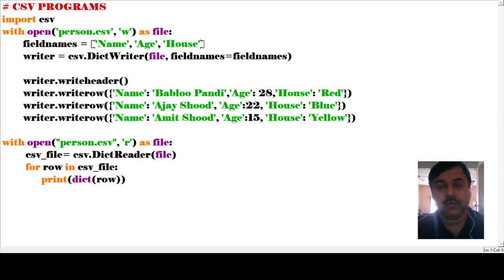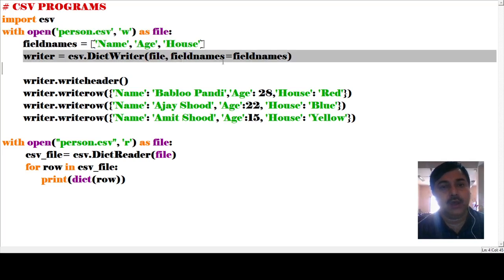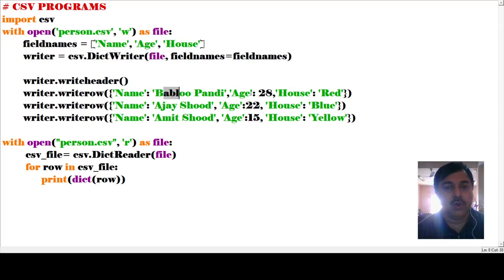In this particular program, you can see that I have imported the csv module. As I have imported csv, I have said open person.csv in write mode as file. Then I have given the field names. Then csv.DictWriter with file and fieldnames. Okay, so writeheader, then writerows. What are the rows? Name, I have given one row. Then age, I have given one age. House, I have given the house name. Similarly, this way we have created it.